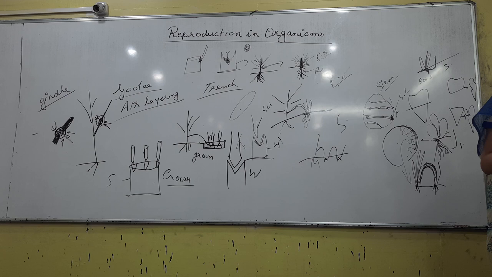Another example, aphid, there are certain insects who will lay the eggs and either they will go for sexual reproduction or parthenogenesis depending on the season. When the egg is laid in spring, if the aphids lay the egg, they will all develop into females. At the end of summer, some females will produce males and females parthenogenetically.